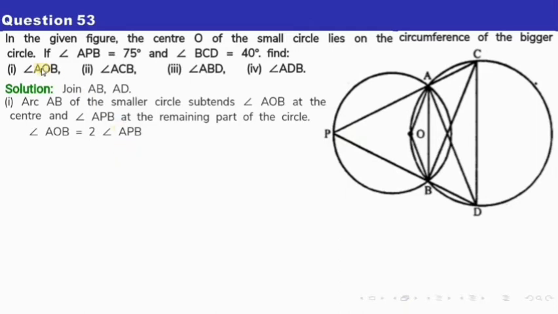All right, and we need to find AOB. Now do we know APB? Yes, we know APB to be 75 degree. So that's why 2 into 75 is 150. That is, the value of angle AOB is 150 degree. So this is our first answer. Now the next question is ACB. So let us see where ACB is. So ACB means we need to calculate this angle.